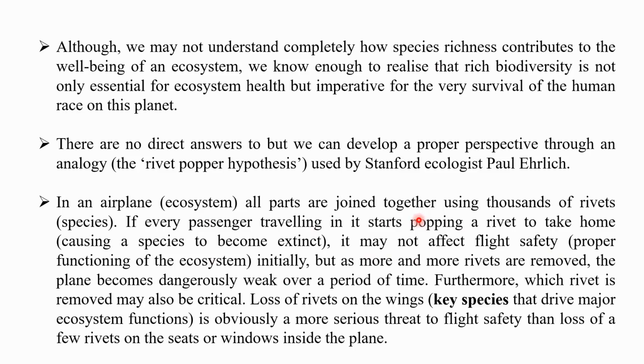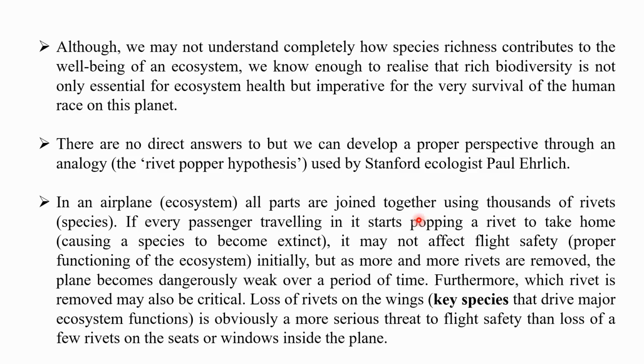So initially, we may not realize that the loss of one species is actually impacting the entire ecosystem. But as more and more species become extinct, or as more and more species come into the threatened zone, the plane, or we can say the ecosystem, becomes dangerously weak over a period of time. Furthermore, we do not know which species, or which rivet in the case of the airplane, is very crucial, and the removal of this rivet or species from the ecosystem may lead to the ultimate damage to the ecosystem.